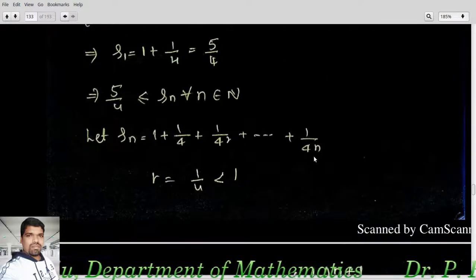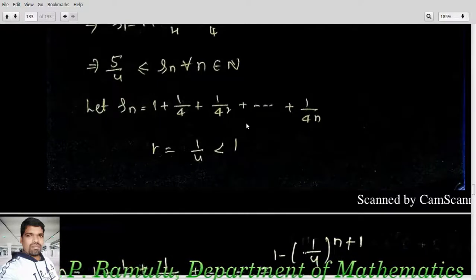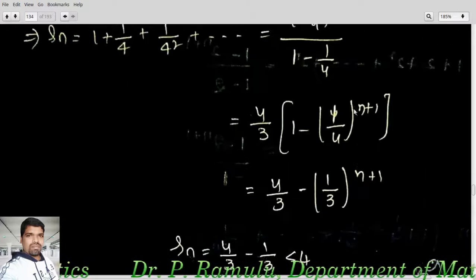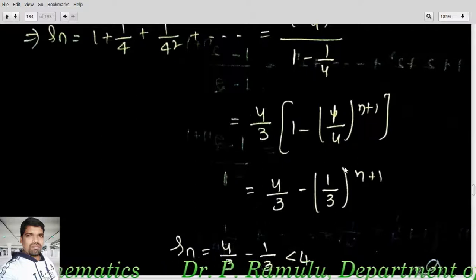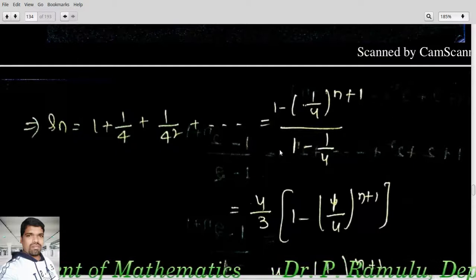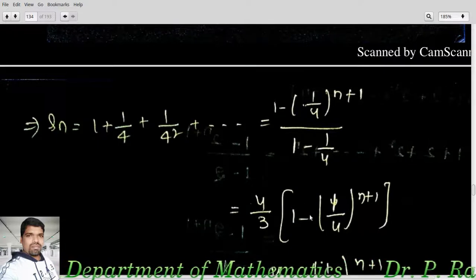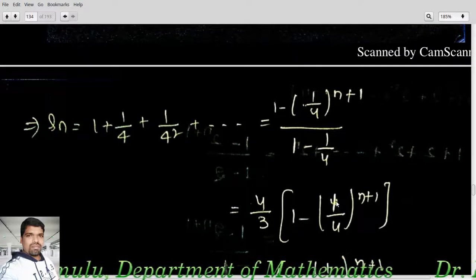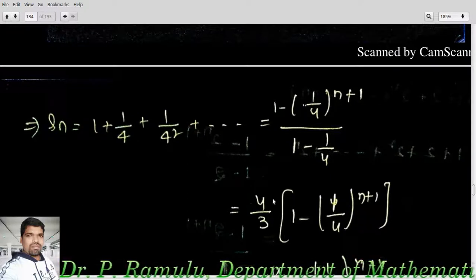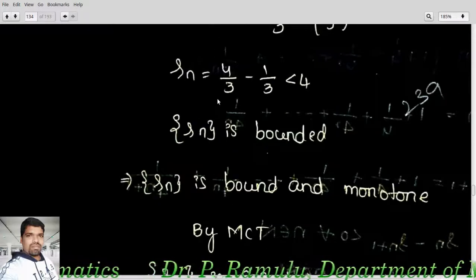So, Sn is of this form. If I apply the formula for geometric progression, you can write Sn equal to 1 plus 1 by 4 plus and so on, you will get 4 by 3 minus 1 by 3 times 1 by 4 power n plus 1. If you multiply, you will get 4 by 3 minus 1 by 3 times 1 by 4 power of n. This is less than or equal to 4 by 3. Sn is less than 4 by 3.